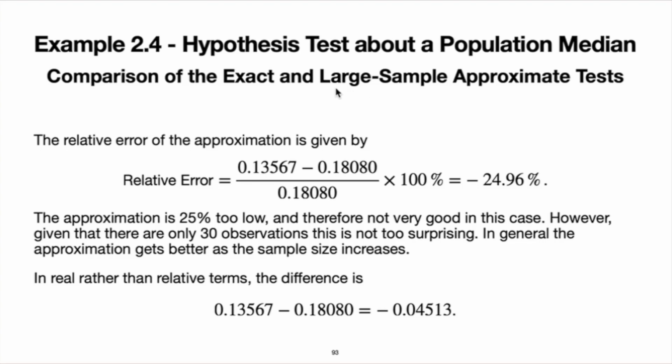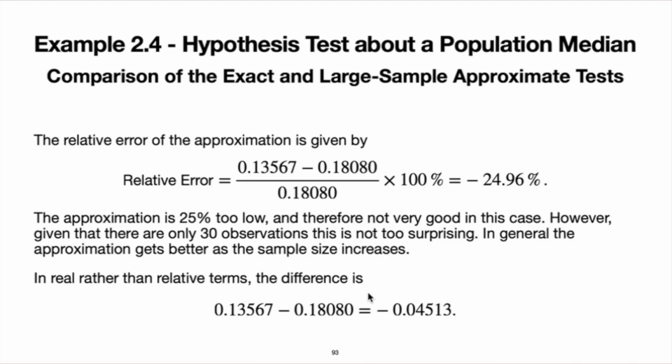However, remember this is a large sample approximation, and we only have 30 observations in this case. So the fact that this approximation is not very good should not be too surprising. In general, as we've seen in our other coursework, in particular when we've worked with the normal approximation to the binomial, we know that approximation gets better and better as the sample size gets larger and larger. And so we might reasonably expect that if we were to use this approximation procedure for larger sample sizes of 50 or 100, 150 or whatever, the approximation will, in general, improve.